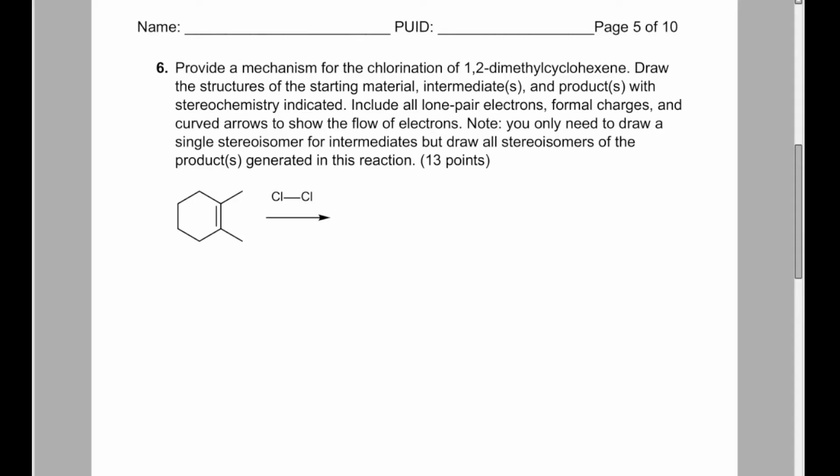this reaction. So if you remember from the previous problem, this is really similar to the reaction with Br2, but instead of Br, it's Cl, or chlorine. And we're asked to draw in all the lone pair electrons and formal charges. So I guess the first thing we should probably do is draw in the lone pairs for the Cl2 molecule.